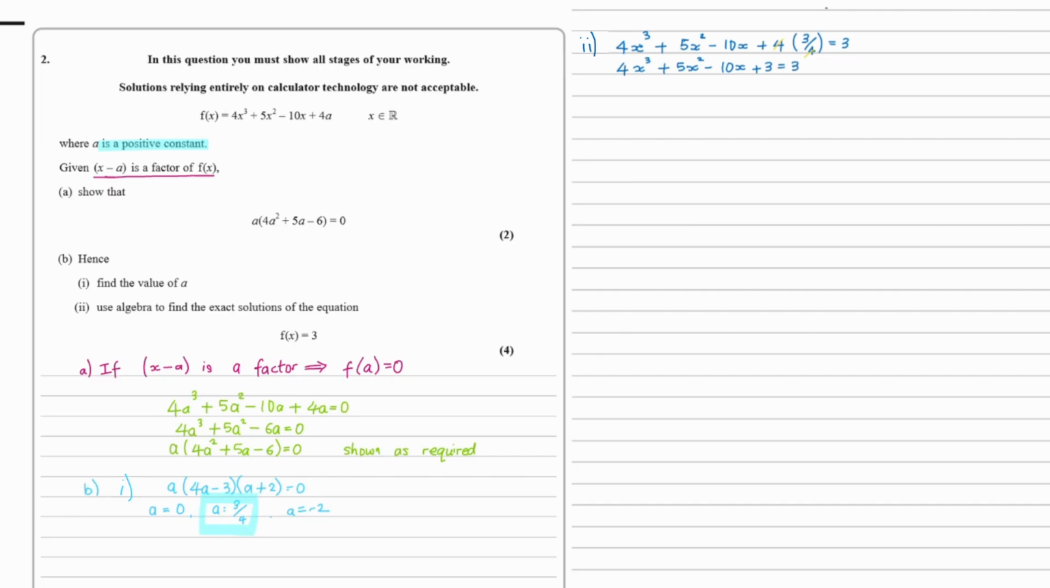If we then minus 3 on both sides, we will be left with 4x cubed plus 5x squared minus 10x is equal to 0. And we can factorize x and rewrite this as x brackets 4x squared plus 5x minus 10 is equal to 0. So for the first x, we will have x is equal to 0. And for the quadratic equation that we have in the bracket, we can use our quadratic solver on the calculator to solve this.